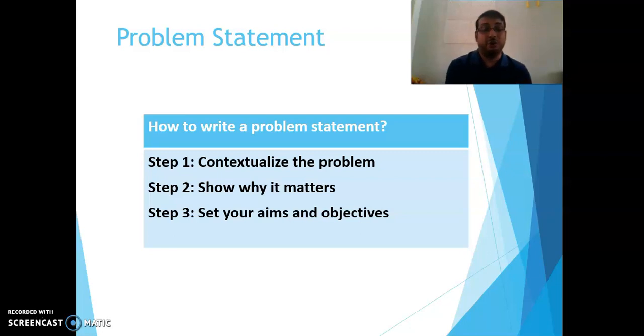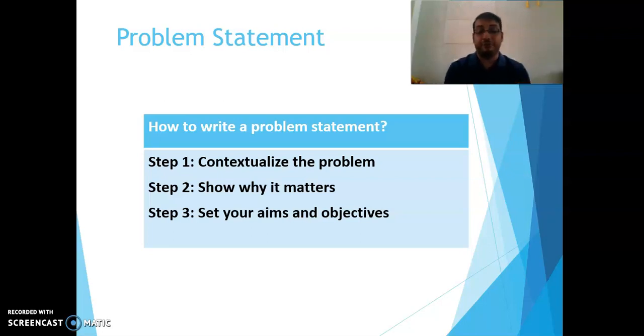To identify why the problem matters, answer 3 questions. Number 1, how will resolving the problem advance understanding of the topic? Second question, what benefits will it have for future research? Third question, does the problem have direct or indirect consequences for society?